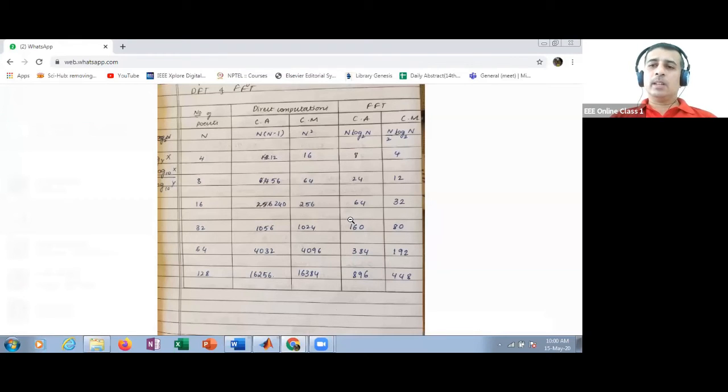I'm using one simple keyword, that is FFT. It will take care of finding out the DFT and the IDFT for your computation using the FFT method.